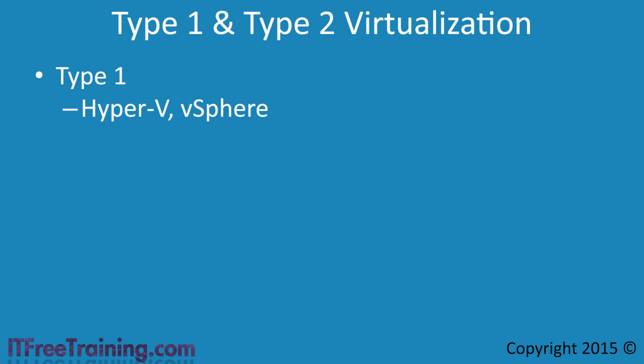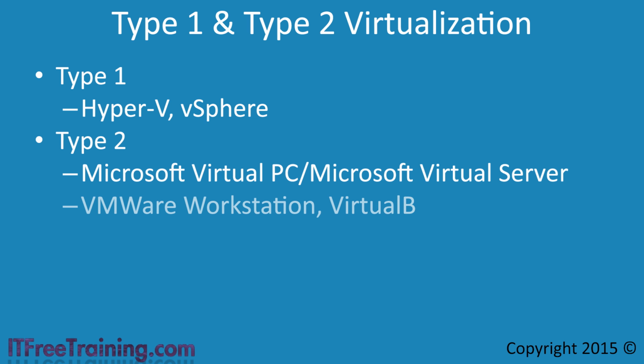The advantage of Hyper-V is that you can run Windows as well as the virtualization solution. With vSphere, you require a dedicated server to run the virtualization. The other option is to run a Type 2 virtualization solution. These include Microsoft Virtual PC, Microsoft Virtual Server, VMware Workstation, and VirtualBox. The advantage of these is that they do not require a dedicated computer or special hardware in order to run.